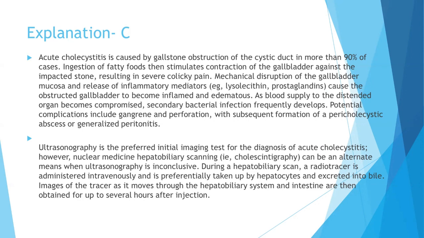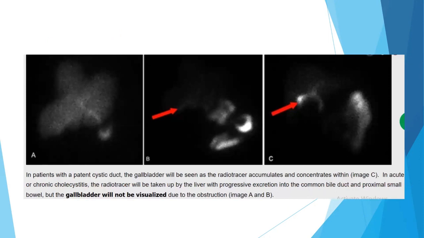Now, during a hepatobiliary scan, a radio tracer is administered intravenously and is preferentially taken up by the hepatocytes and excreted into the bile. Images of the tracer as it moves through the hepatobiliary system and intestine are then obtained for up to several hours after injection. Here you can see the images. So, in a patient with a patent cystic duct, the gallbladder will be seen as the radio tracer accumulates and concentrates within, like in image C.